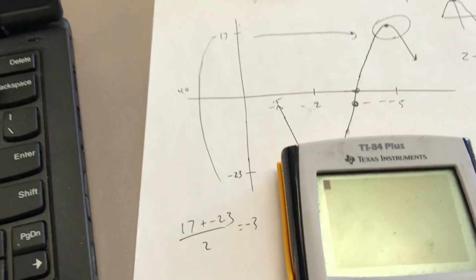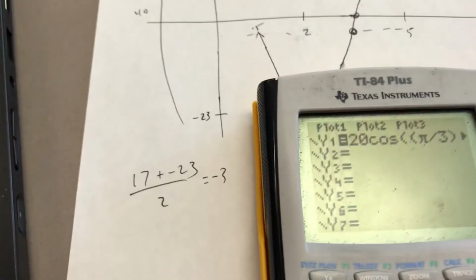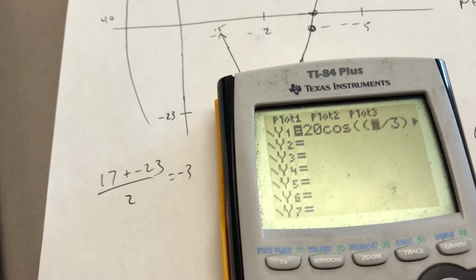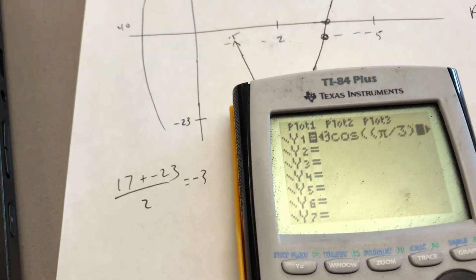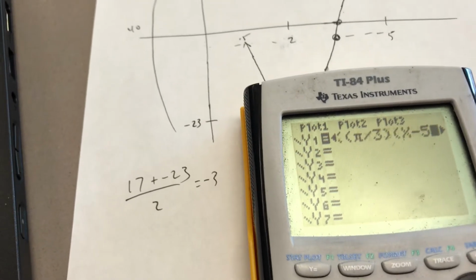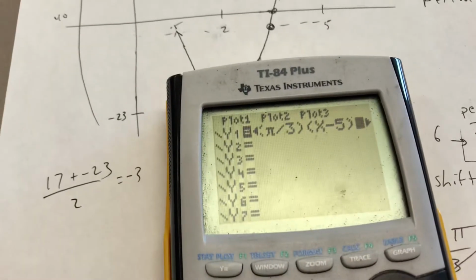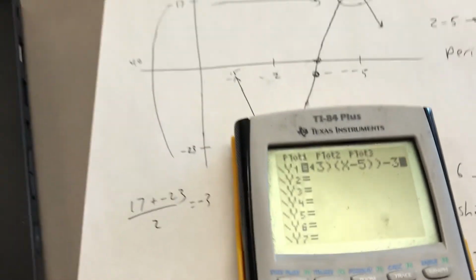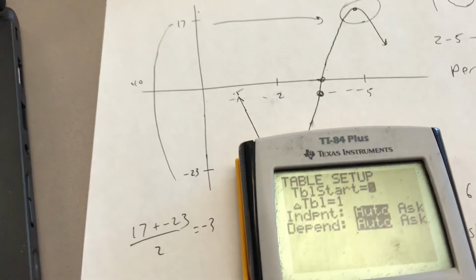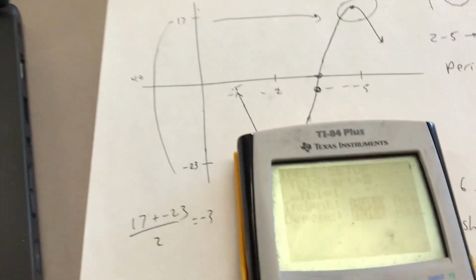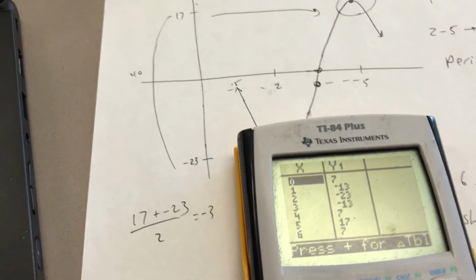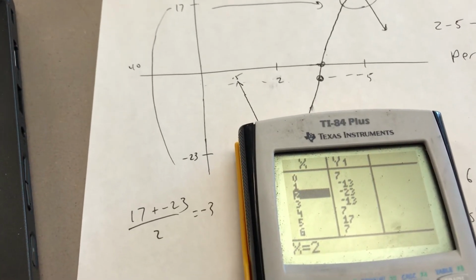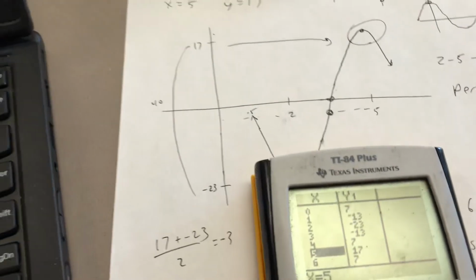Okay, I'm going to go up to the y equals button. I've subbed it in. Notice I've got parentheses. I've got the pi over 3 in front of the x minus 5. Okay, and then I close out parentheses for all of that, then I have the minus 3. So you've got to be very careful when you type it in. If you run a table, you can start it at 0, count by 1s. Check and make sure it has the key points. It's supposed to have the point (2, negative 23). It's supposed to have the point (5, 17).